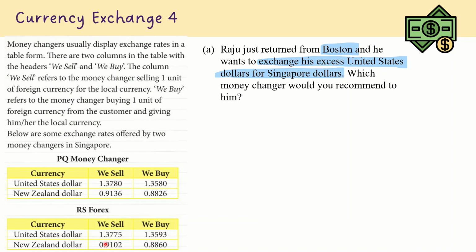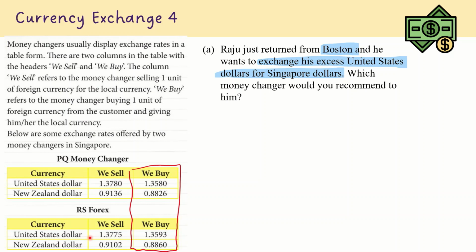Alright, so therefore we will be looking at the we buy column and focusing on the row informing us about United States dollar. So for 1 United States dollar, the money changer will be paying 1.3580 Sing dollars for the PQ money changer. Whereas for RX Forex, they will be giving 1.3593 Sing dollars whenever you give 1 United States dollar.